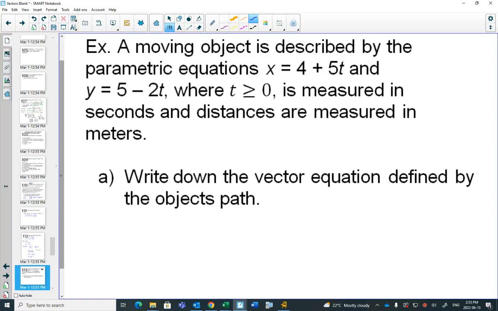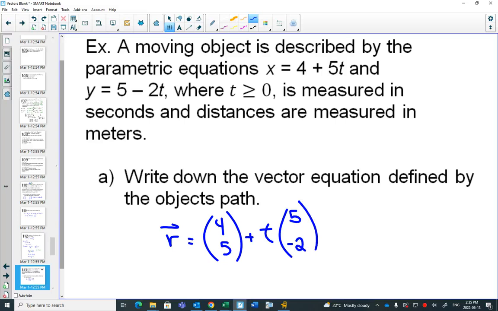So again, this one is a two-dimensional question. If we want the vector equation of the line, we have a starting point. With our x, it's 4, and with our y, it's 5. And our direction vector, with the x, it was 5, and with the y, minus 2.